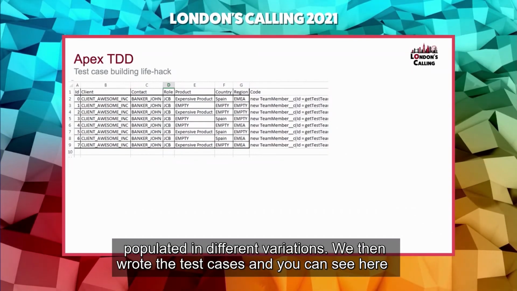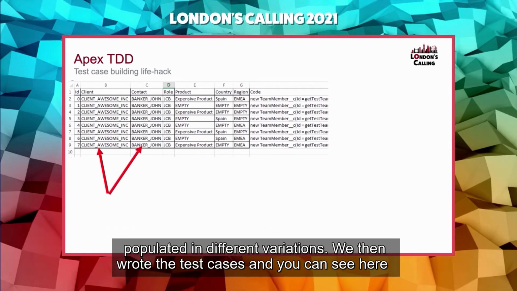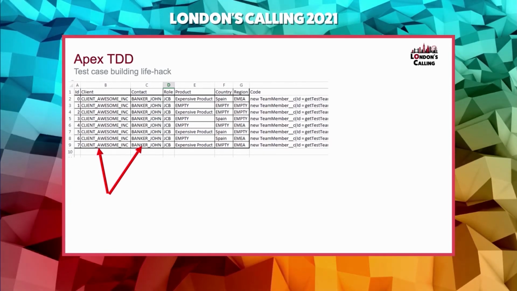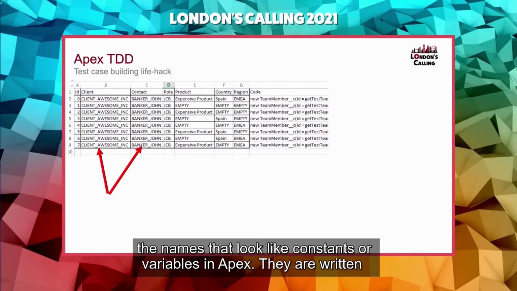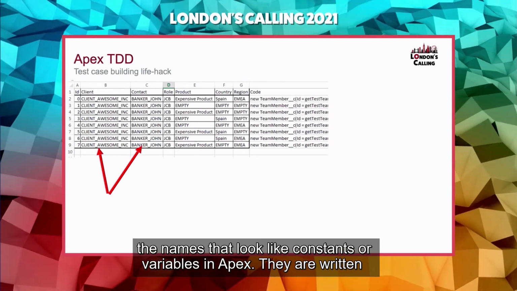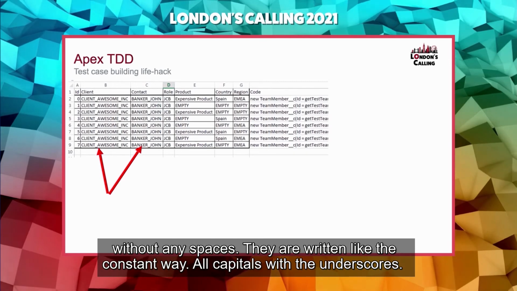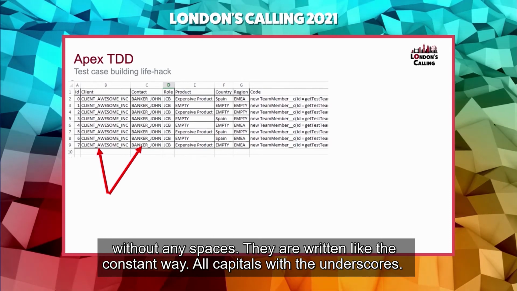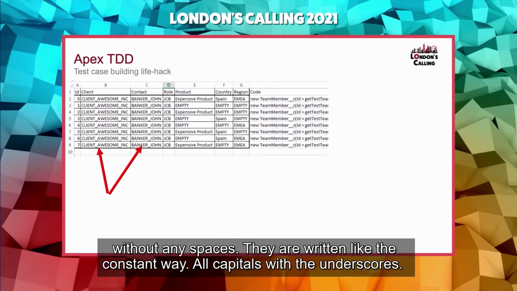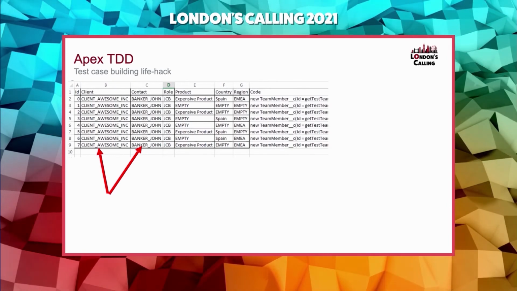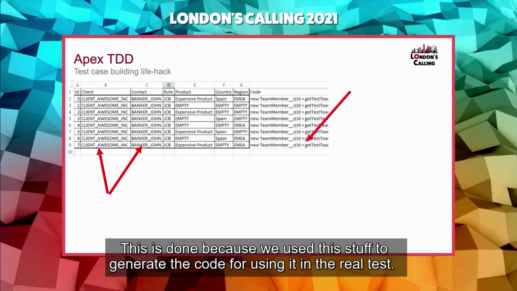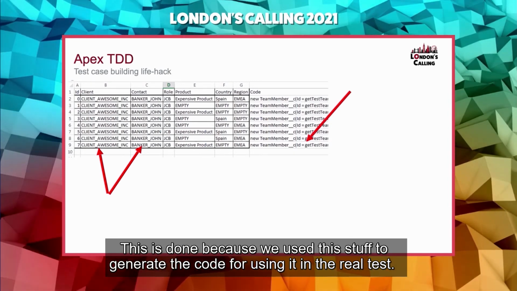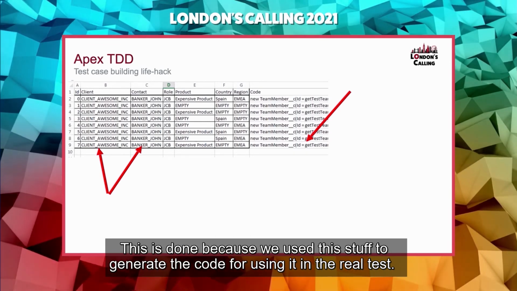variations. We used Excel to write all these test cases, and you can see here that for client and contact, we used names that look like constants or variables in Apex. So they are written without any spaces. They're written in a constant way, I mean, all capitals using underscores. This is done because we used this stuff to generate the code for using it in the real test.